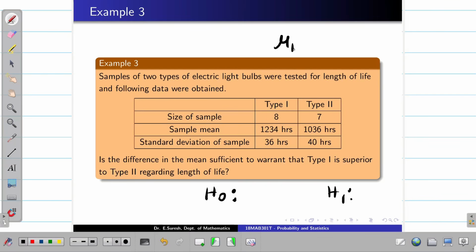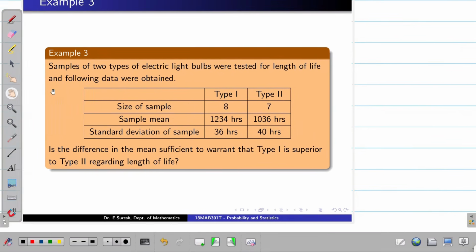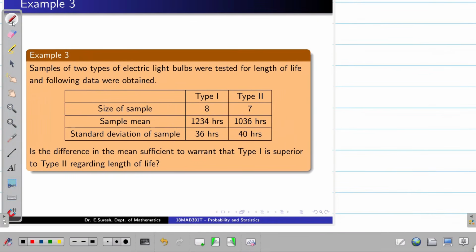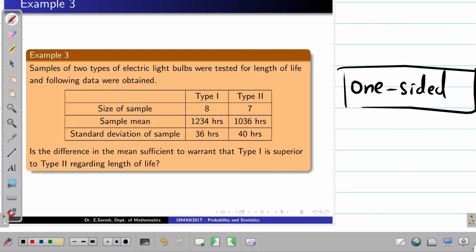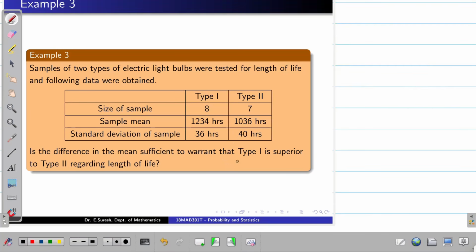Now we have to form H0 and H1. So let us take mu1 and mu2 as the population means of type 1 and type 2. Now they are asking, is there any difference in the mean sufficient to warrant that type 1 is superior to type 2? So they are supporting type 1. When they support type 1, it is one sided. I said the trick: if they are supporting one group, one sided, then it is going to be a one tailed test.